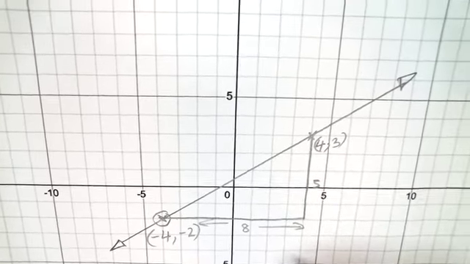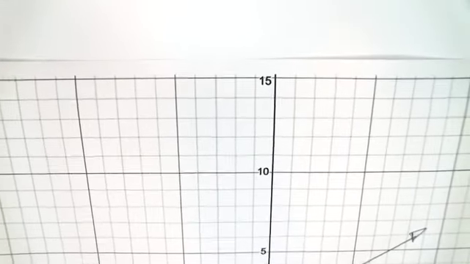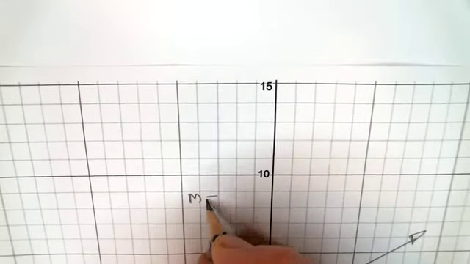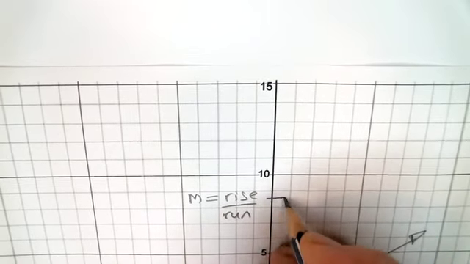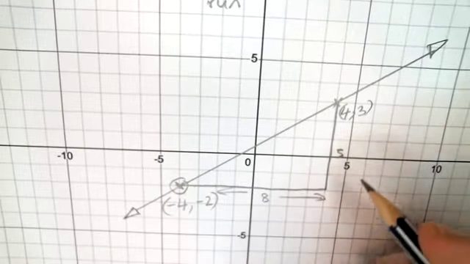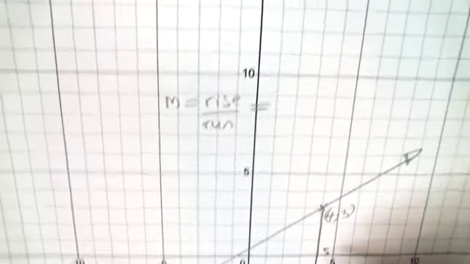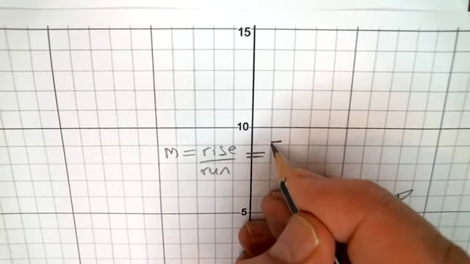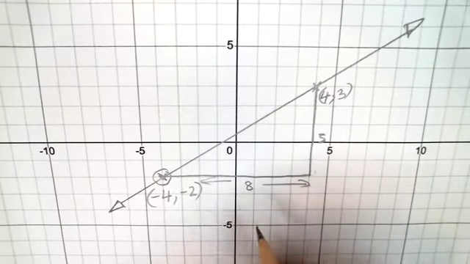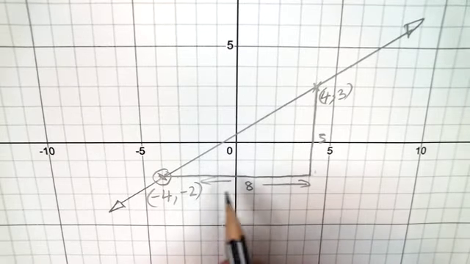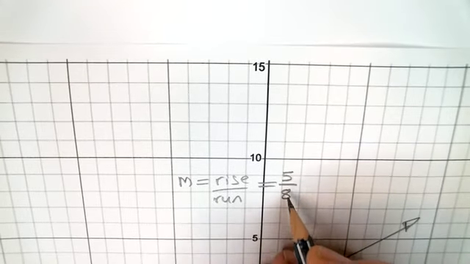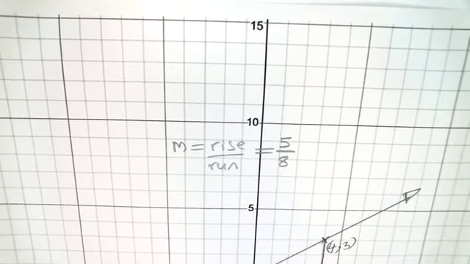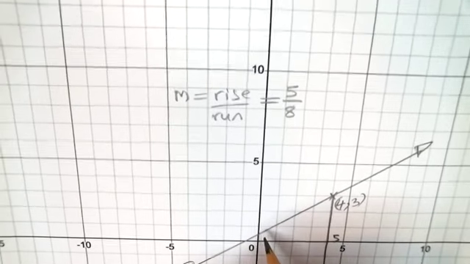So our gradient is rise over run. So let's write here, m is equal to rise over run, and what's the rise? Well, the rise is +5. It's going up 5. It's also going along in the positive direction. It's going along 8. So the gradient is 5/8. So now we just have to work out what the y-intercept is.